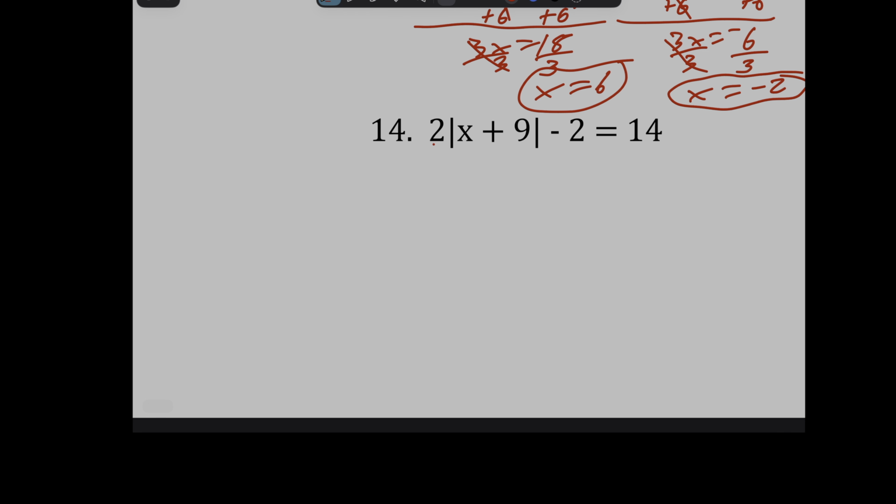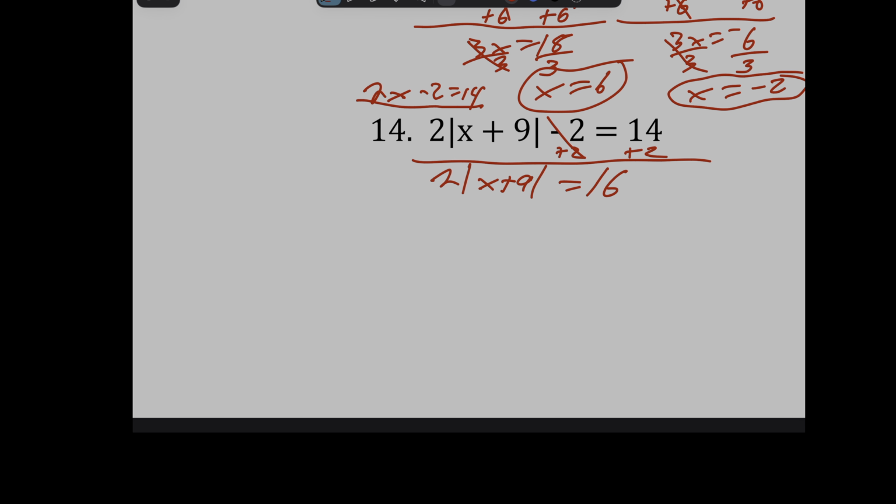Lastly, I'm looking at 14. I've got a 2 and I've got a 2. We're going to get rid of this one first, okay? We have to. So I'm going to get 2 absolute value x plus 9 equals 16. And again, if it helps you, take the absolute value out and just think about it as x. If this were 2x minus 2 equals 14, what would you do? You have to get the x by itself, so you would add 2. That's all we're doing here. So this right here is just like another example of what we would do there.